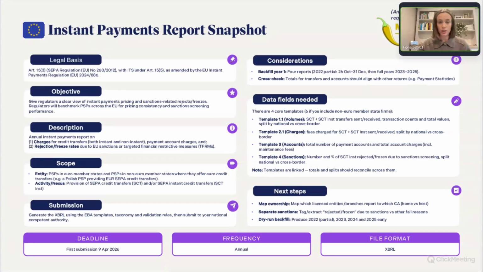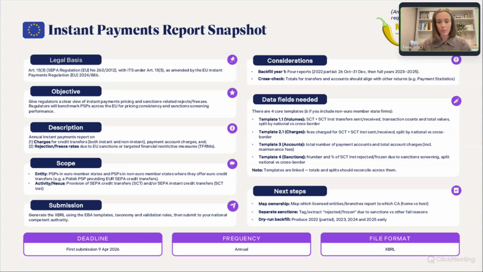Now, how do you get this report done? Well, it's an XBRL, and the schema and the technical standards are set by the EBA, which some of you will be familiar with. The EBA set the DORA standards earlier in 2025, so they can be a little bit complex. And ultimately, you'll need to submit this return to your national competent authority.